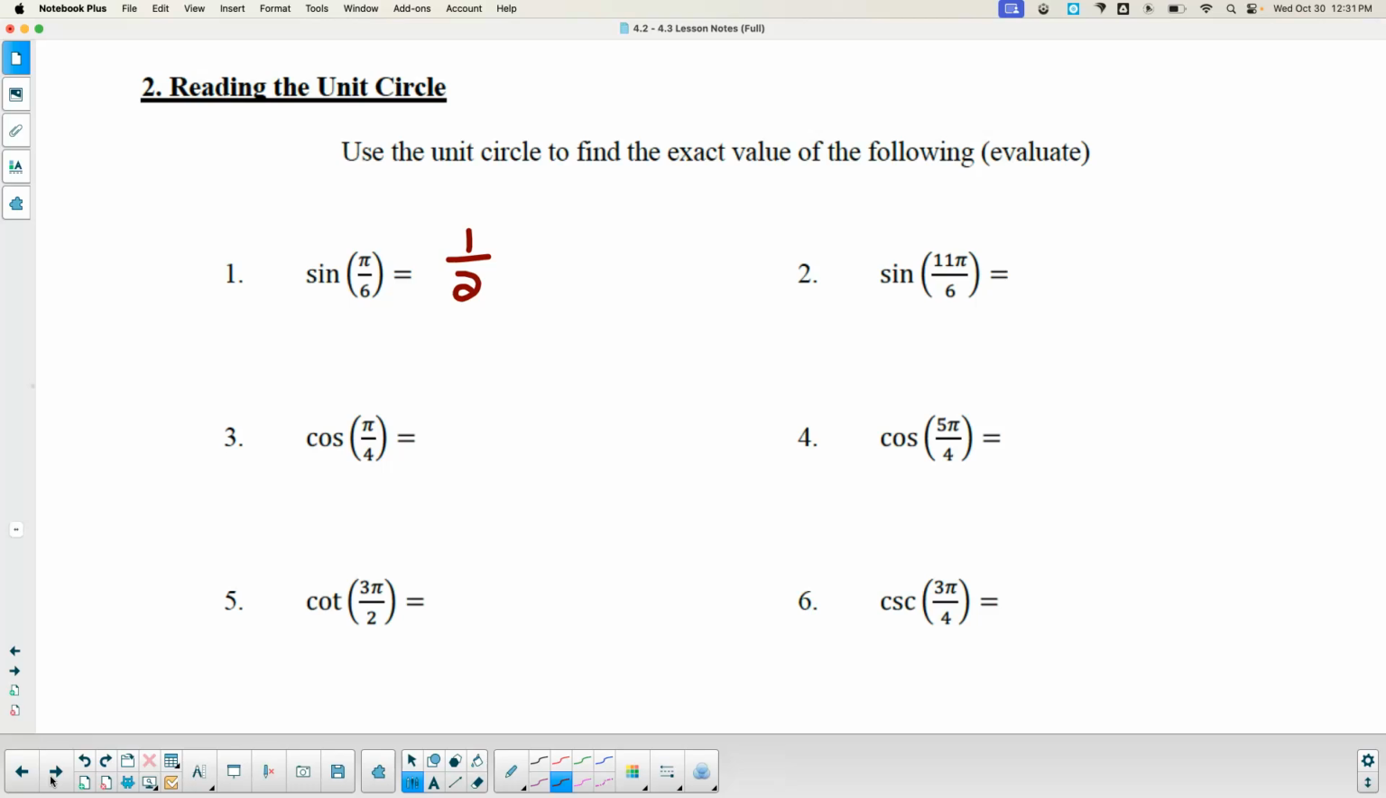Cosine at pi over 4. It's telling me to go to pi over 4. Cosine is the x value. The x value of the coordinate is root 2 over 2. So the cosine at pi over 4 is square root 2 over 2.